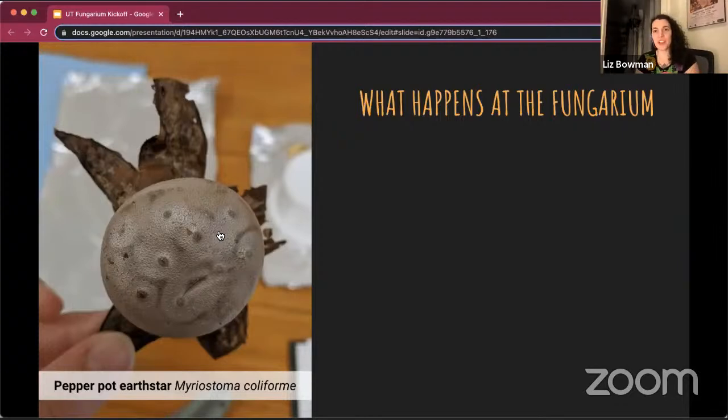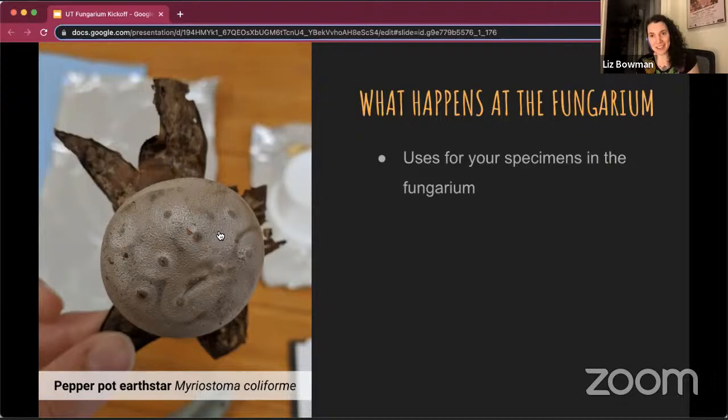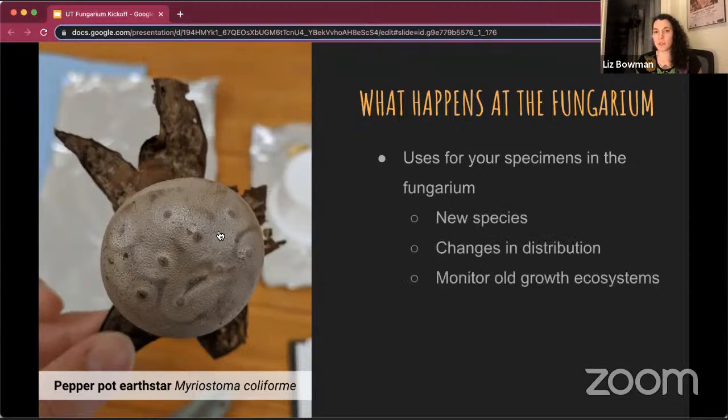Okay, so we're going to talk a little bit about what happens with the Fungarium. A lot of people have already spoken about this, so we'll go over this really fast. So the uses for your specimens in the Fungarium. I think there's 4. So identify a new species.